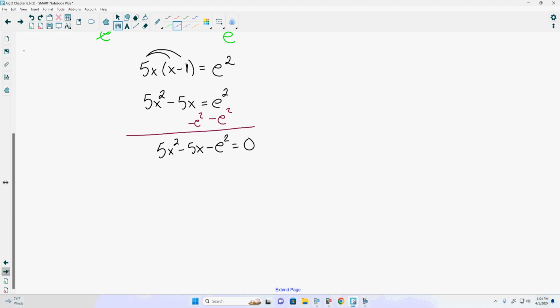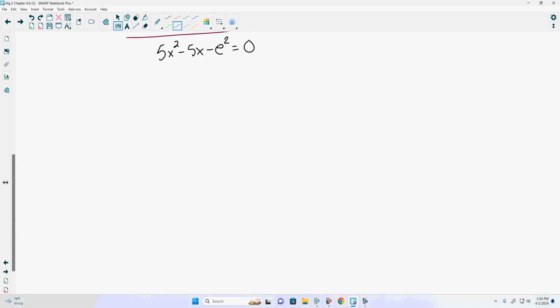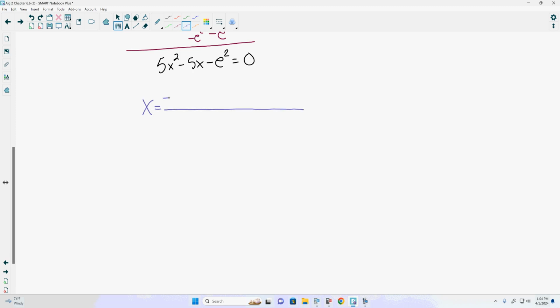Questions on how we got to this point here? Well, everything looks the same except for our e squared. We could factor, but it's not going to give us something nice because, again, e squared is an irrational number. So what we have to do to solve this from here is quadratic formula.